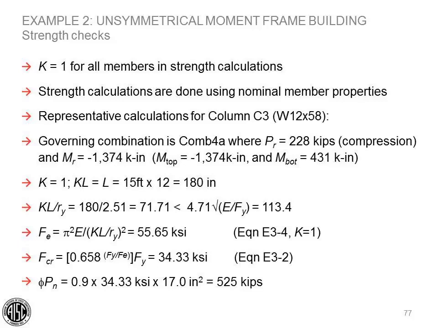K equals 1, KL equals L equals 180 inches. KL over ry equals 71.7, which is less than 4.71 times the square root of E over Fy, so equation E3-2 applies for column compression capacity. The elastic buckling stress equals 55.65 ksi using K equals 1, and the critical compression stress Fcr equals 34.33 ksi, so phi Pn equals 525 kips.